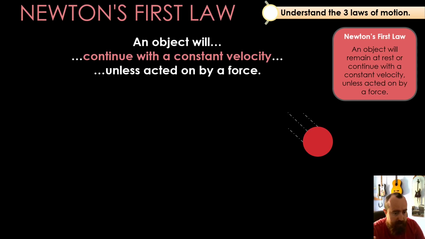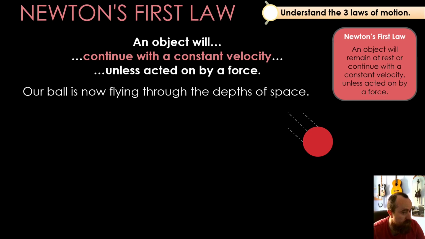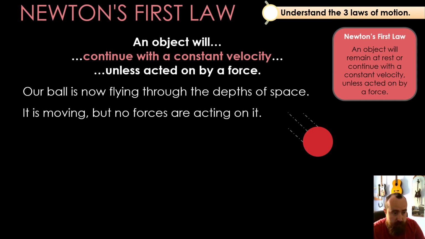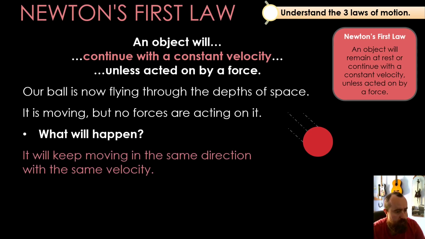Let's look at the second half of this bit here. So an object will continue with a constant velocity unless acted on by a force. We now have a ball and it's moving through the depths of space, just flying through the depths of space there. It's moving, but there are no external forces acting on it. What's going to happen to the ball? If it's flying through the depths of space, there's no atmosphere, no drag, no air resistance, nothing like that. What's going to happen to it? The ball should keep moving in the same direction with the same velocity.